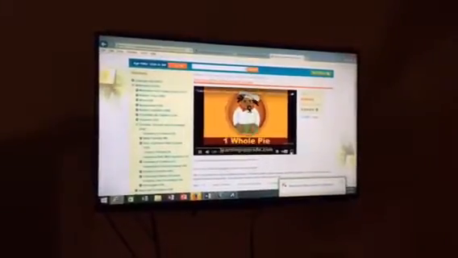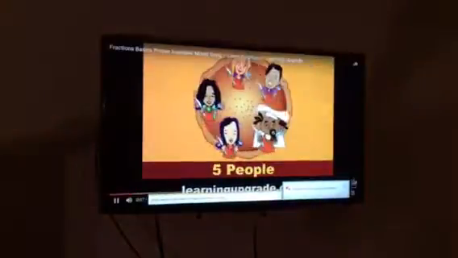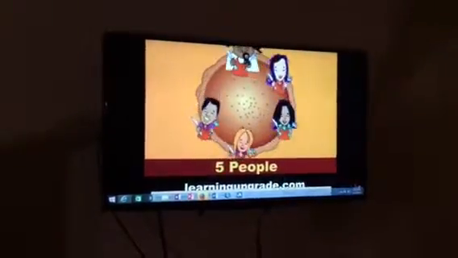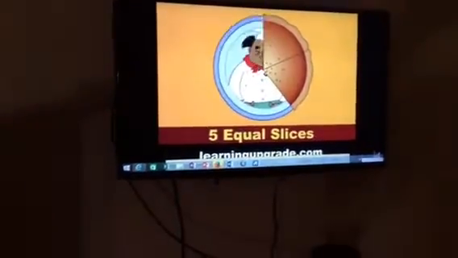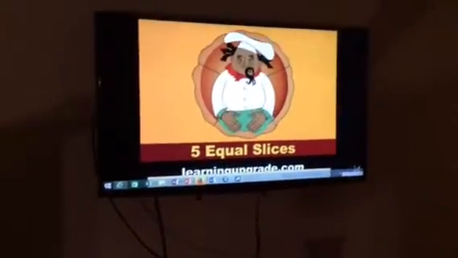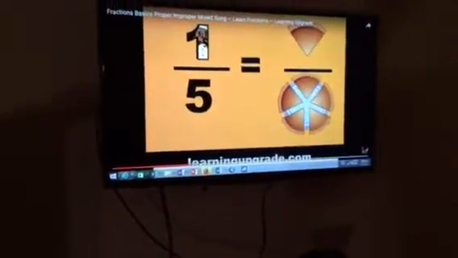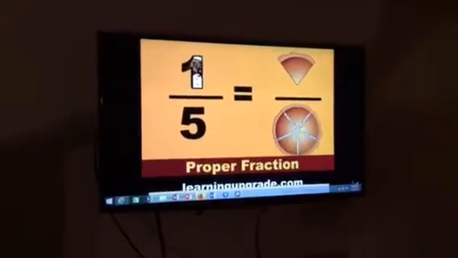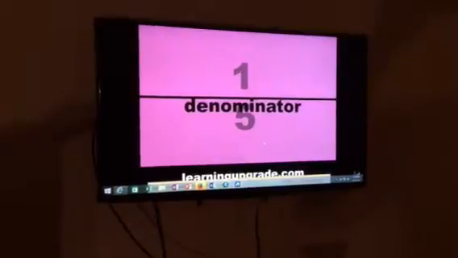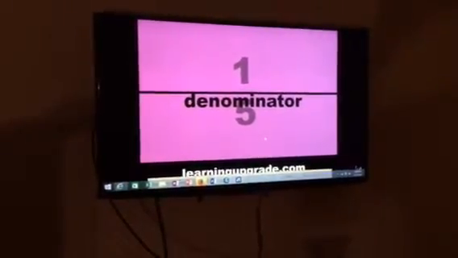We had one whole delicious apple pie and 5 hungry people to share that pie. We divided that pie into 5 equal slices. So remember, 5 equal slices, that's going to be the denominator. There was 1 slice of that pie. Out of 5 equal slices of the whole pie, I got 1/5 of the pie. And that's a fraction, a proper fraction. Here we go. A fraction has a denominator that goes below the line.